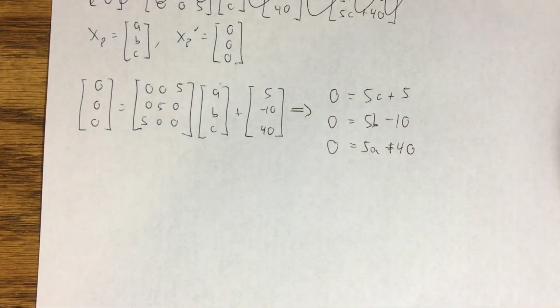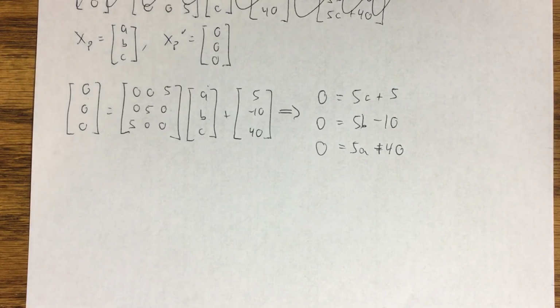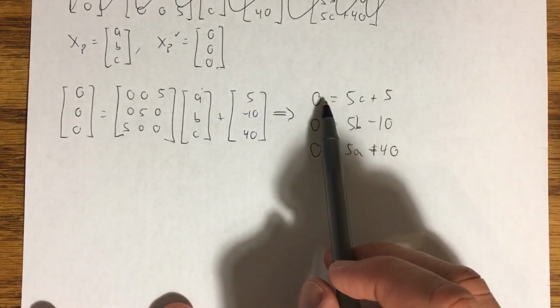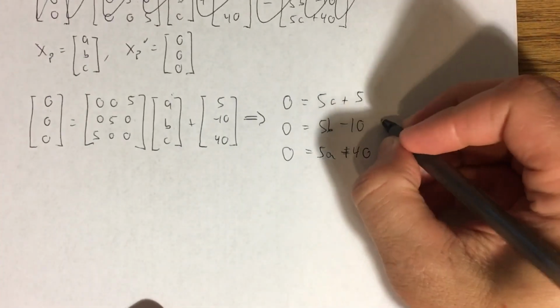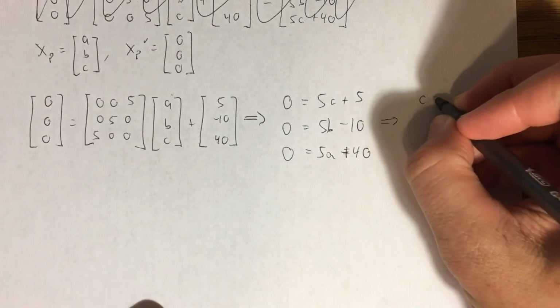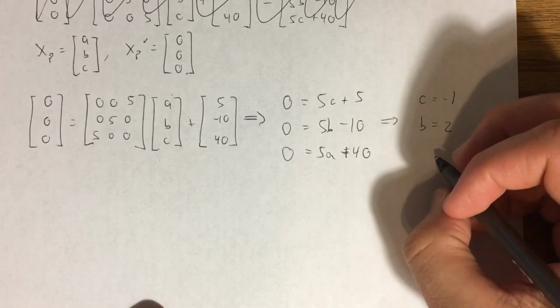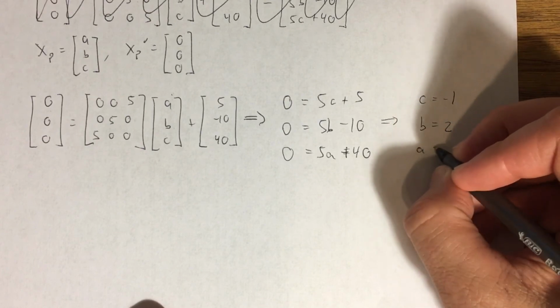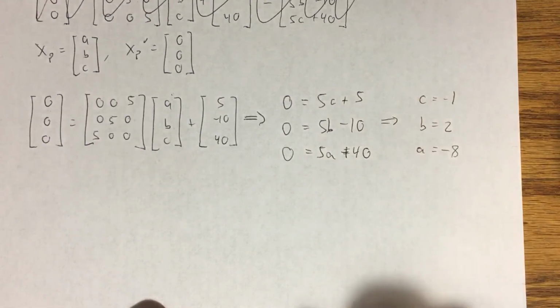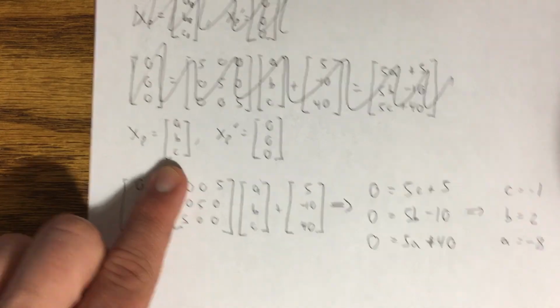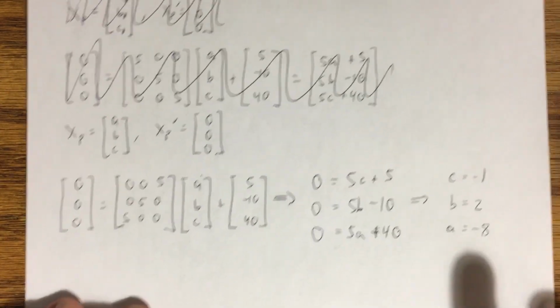Okay? Now this is a system of 3 equations and 3 unknowns, but each one of my equations only has one variable in it. So these are going to be really easy to solve. I just isolate the variable in each equation. Notice this gives me c equals negative 1, b equals 2, and a equals negative 8. So right away, I have my particular solution. That was a much easier one than the previous example.